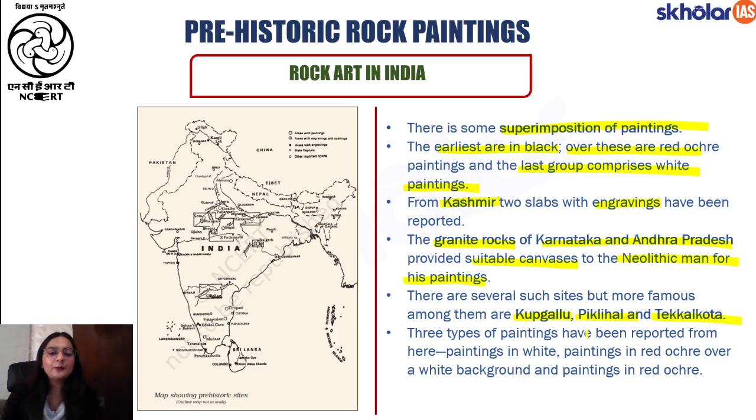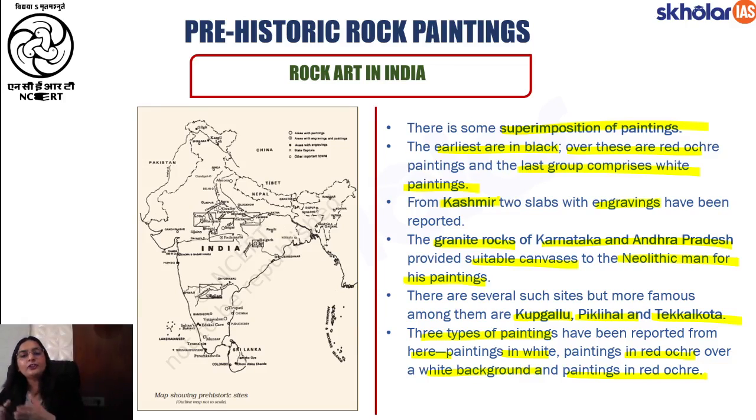Okay. Apart from this, students, now we are going to talk about the color segregation, wherein there are 3 types of paintings that have been reported from these areas, such as paintings in white, red ochre and over white background, and paintings in red ochre. So I have told you that color also has a prominence, color also indicates the time period, and at the same time it helps in categorizing rock paintings.